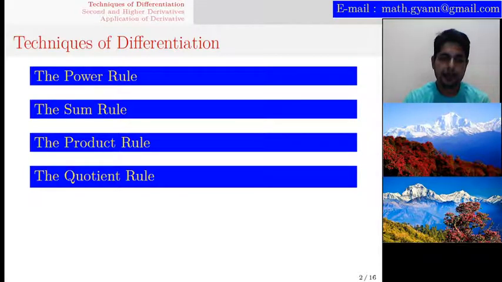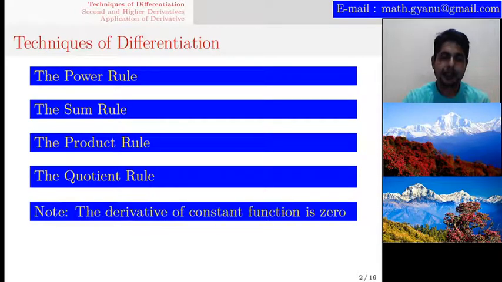Okay, and before starting the topics, I suggest you memorize this note. The derivative of a constant function is 0. For example, if f is a function with arbitrary constant value c, k or any number, then the derivative will be 0. Without stating the definition of derivative, I would like to directly start our main topics through the formulas.